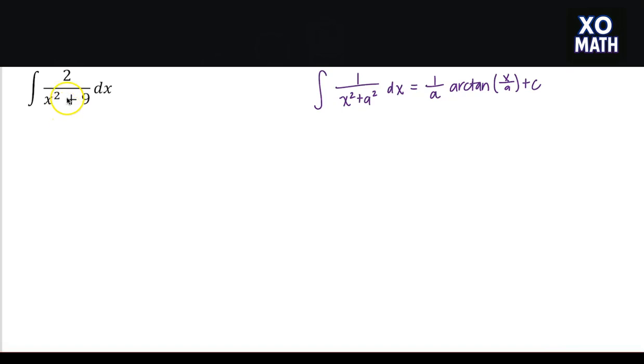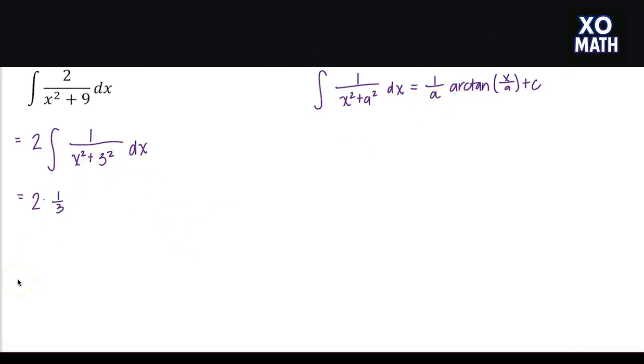Now, with our problem, we have a 2 in the numerator, but we can take that 2, that constant multiple, and factor it out of the integral. So I have 2 times the integral of 1 over x squared plus 3 squared dx. So now I can apply this general antiderivative and end up with that 2 in the front, and what's going to join it is 1 over a, which is 1 over 3.